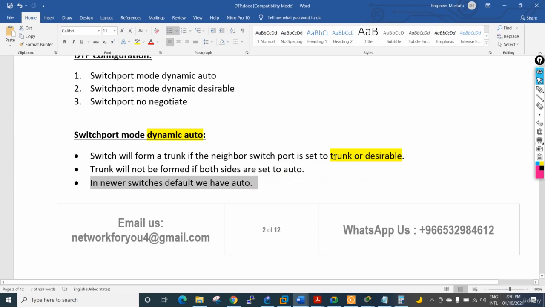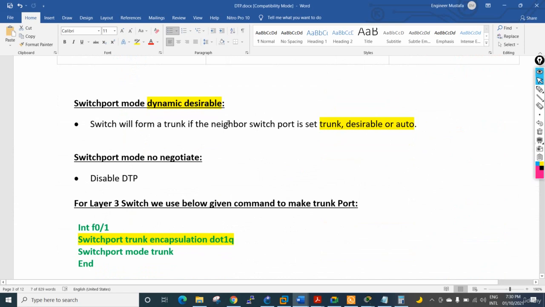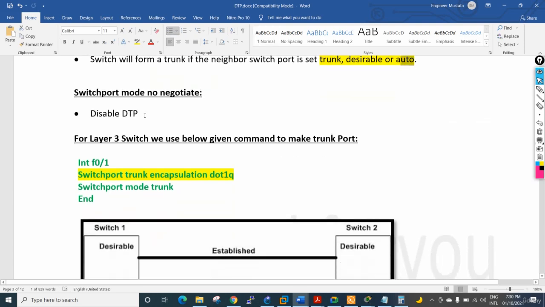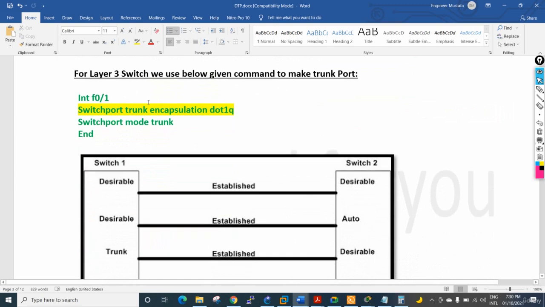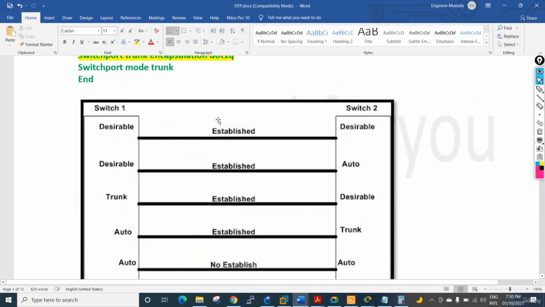When we have both sides auto, it will not form a trunk. If we have one side trunk, one side auto, it will form a trunk. If we have one side desirable and one side auto, it will form a trunk. If we have dynamic desirable on one side and trunk on the other side, it will form a trunk. If one side is desirable and the other side is also desirable, it will form a trunk. And if you disable, then it will not form anything. DTP will be off.